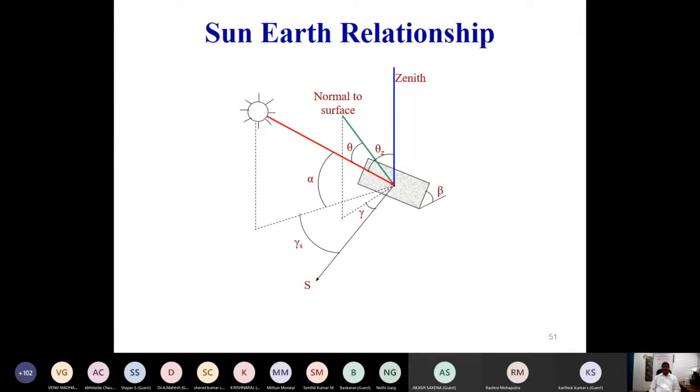Beta and gamma. The first condition is beta. It is possible only when beta becomes theta z, that is zenith angle tracking, and gamma becomes gamma s, the solar azimuth angle. The surface azimuth angle becomes the solar azimuth angle. By doing like this, it would become a dual axis. In that case, you can get theta becomes 0.